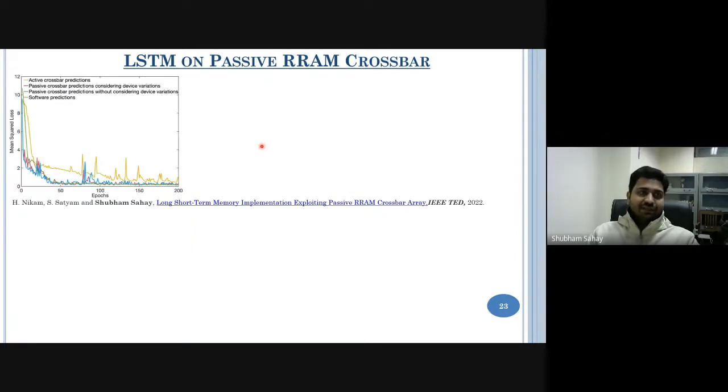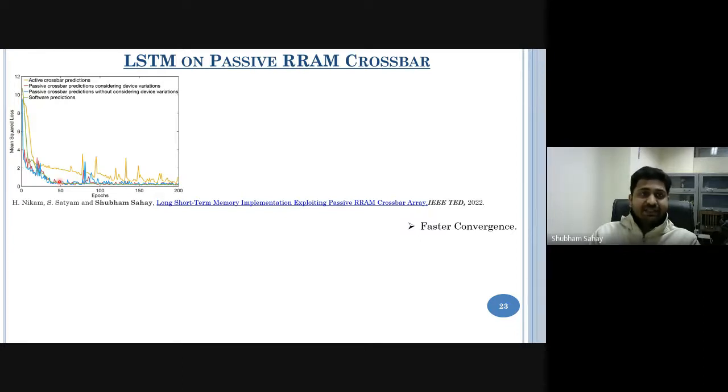Now, what we obtained was that this LSTM, when implemented on this passive RRAM crossbar array, is shown by this blue line. Yes, this blue line is the passive crossbar implementation. This yellow line here is your active crossbar implementation, that is 1T1R implementation, which Hewlett Packard company already did. And this dark blue is your software prediction. You can see over here that this is a mean square loss function. So the loss function reduces significantly as the number of training epochs increases. However, for the passive crossbar, it reduces to its minimum value within 15 epochs. So within 50 epochs itself, you see that your mean square error reduces and the network achieves optimal value.